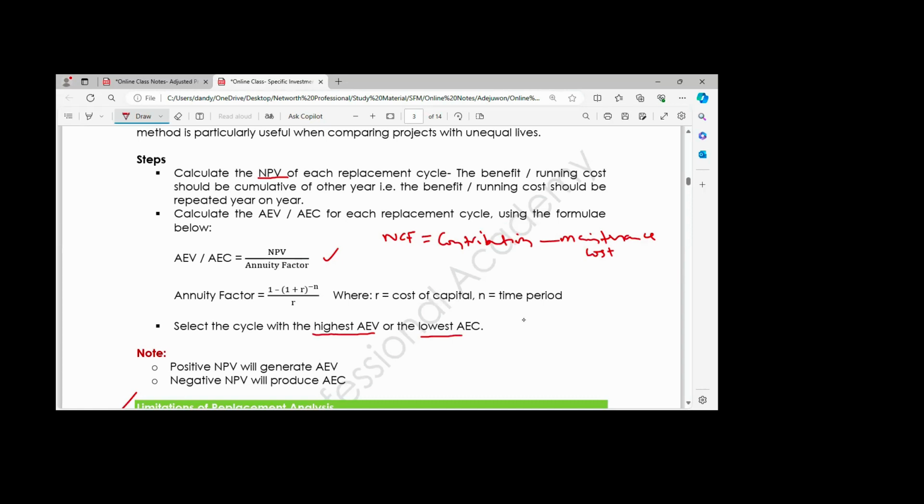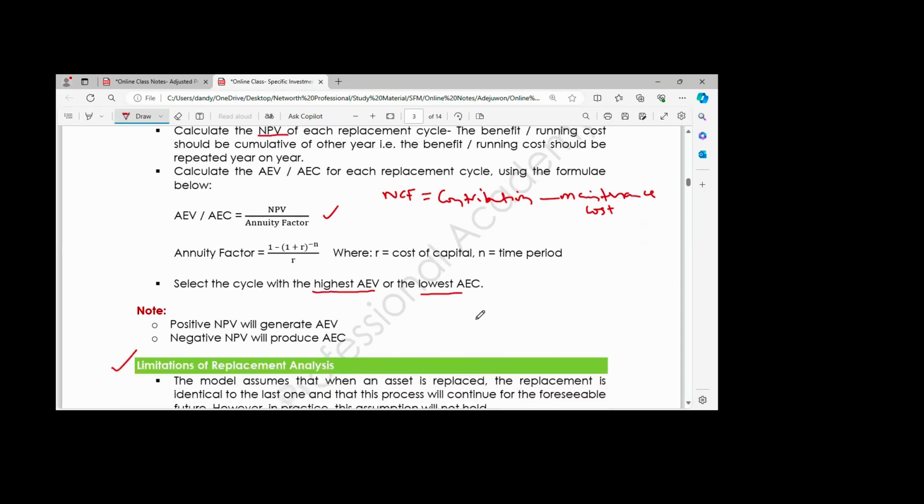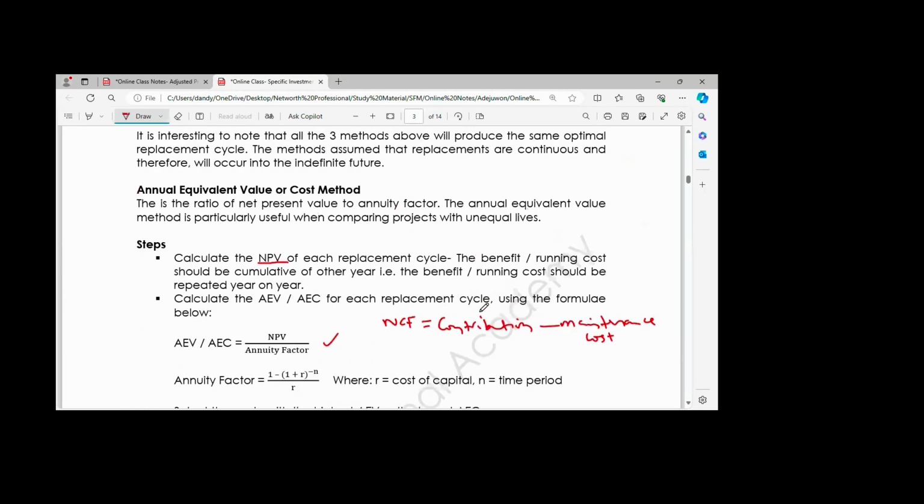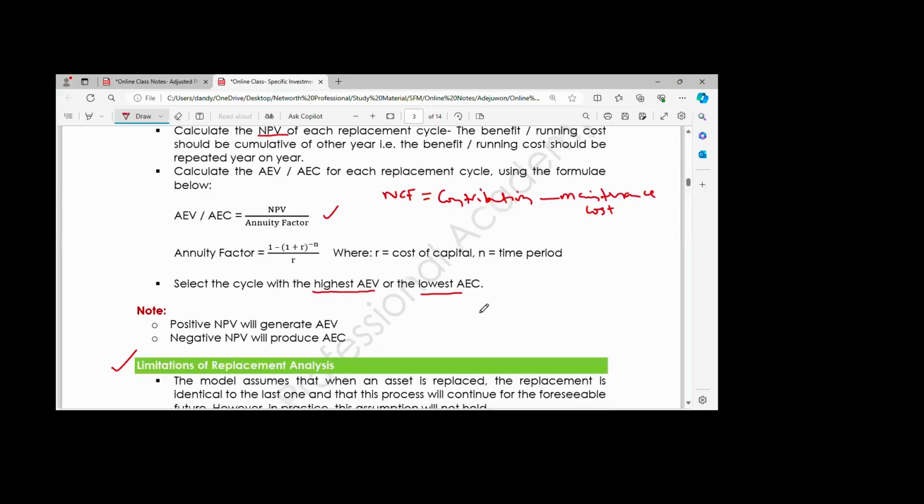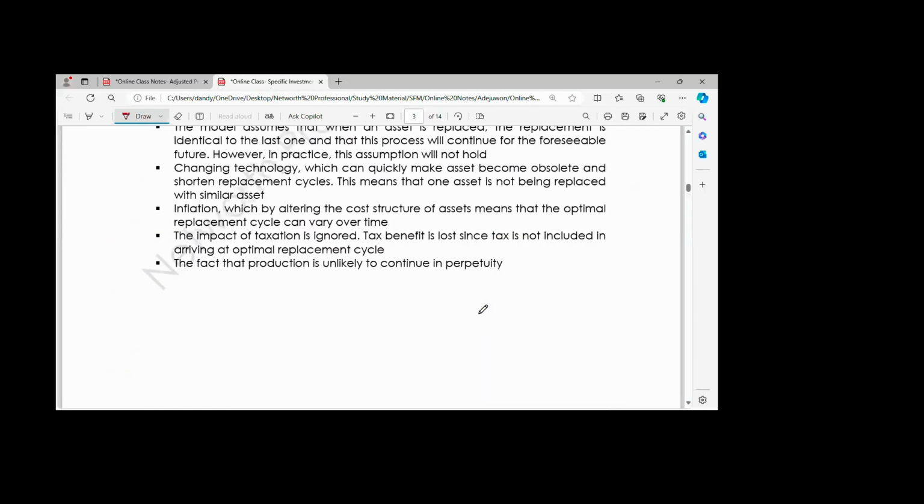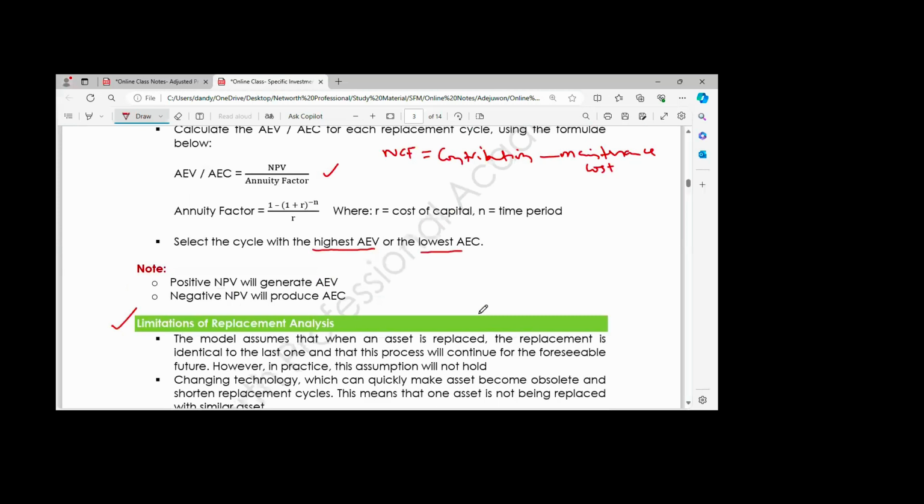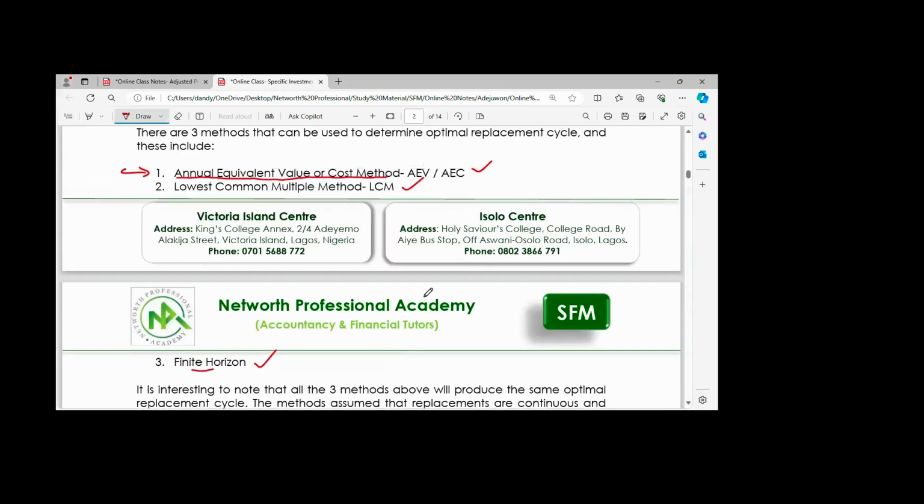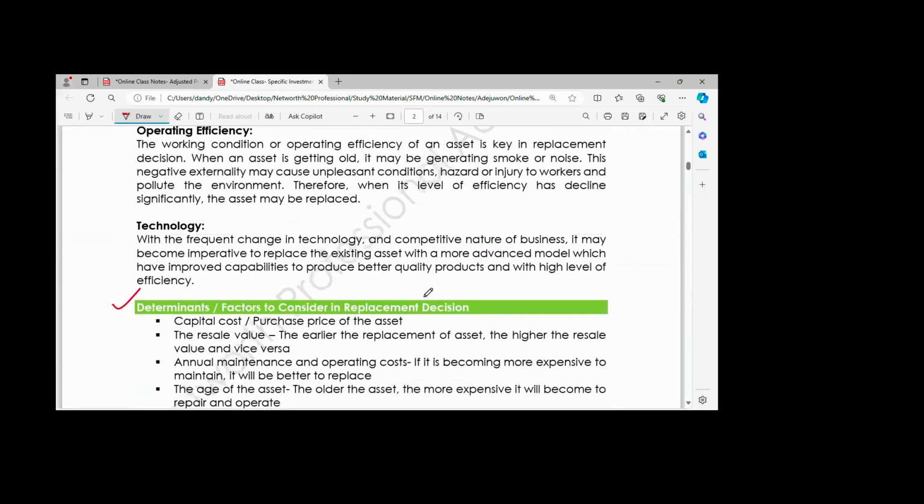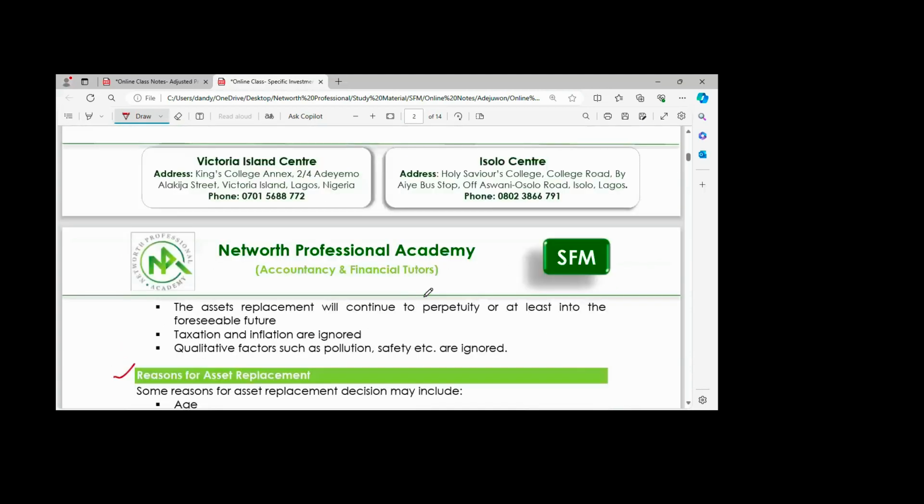So these are the things you need to do when you want to determine the optimal replacement strategy using annual equivalent value or cost method. So don't forget what I said. Please go and read about the limitations, assumptions, the underlying factors of replacement, all the theoretical aspects of asset replacement. Please go and read them through. They are all in this material.